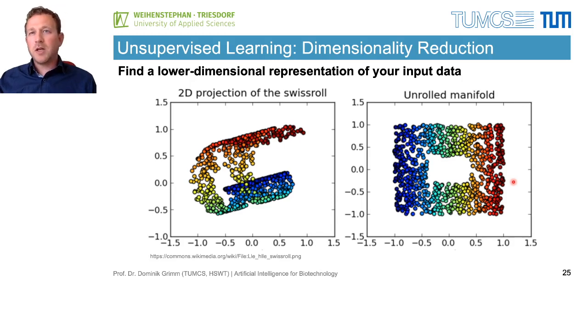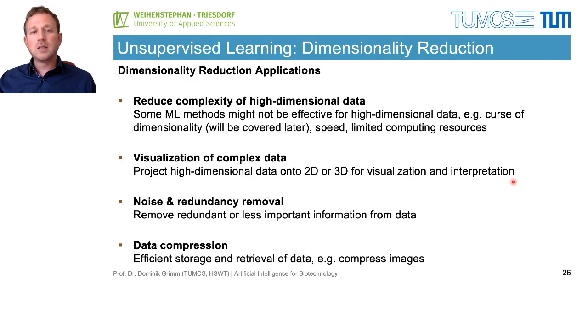So when is dimensionality reduction used? It is used to reduce complex data. Very often we have too many dimensions, and then some algorithms don't work anymore, or the speed suffers. So the algorithms are slow, or we have too few computing resources to analyze the data. Then we have to reduce this data such that we can do sensible or meaningful data analysis with it.